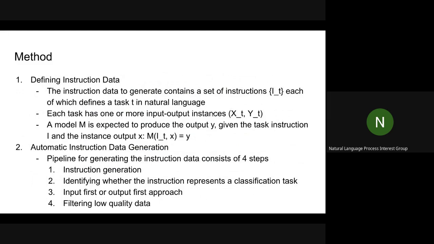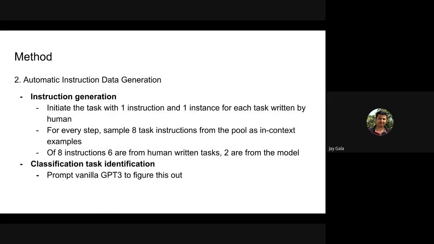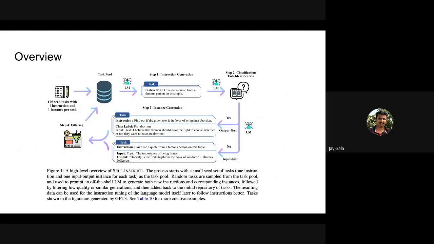So each task has one or more input-output instances, and the model is given that and is expected to produce the alternate. And also one more thing. Can you go back to the diagram, the figure? I think after filtering, they include it into the pool of tasks. So do they use tasks which are already generated or augmented to generate tasks again, or do they restrict that to seed data only when generating data from GPT?